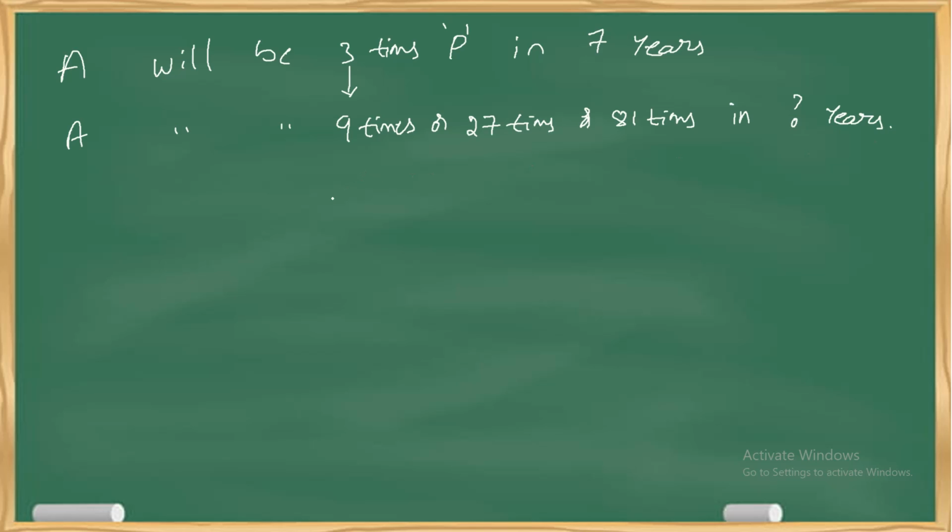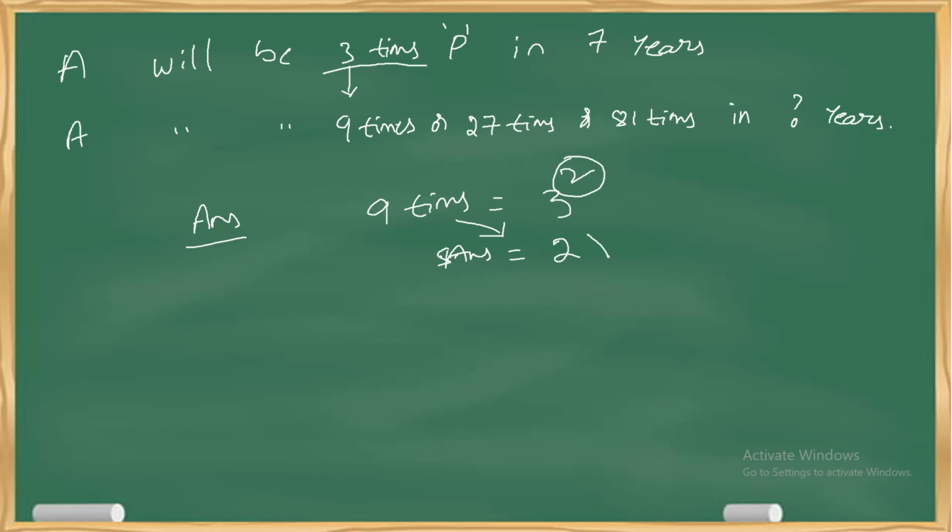Okay, they will not give you any other values except the powers of the given condition in the question. Whenever they give some x times, definitely they will ask you x square times and x cube times and x power 4 times. So the answer is very simple. If they ask for 9 times, 9 times can be written as 3 square. So the answer for this question, 9 times, is the power, 2 into 7, 14 years.